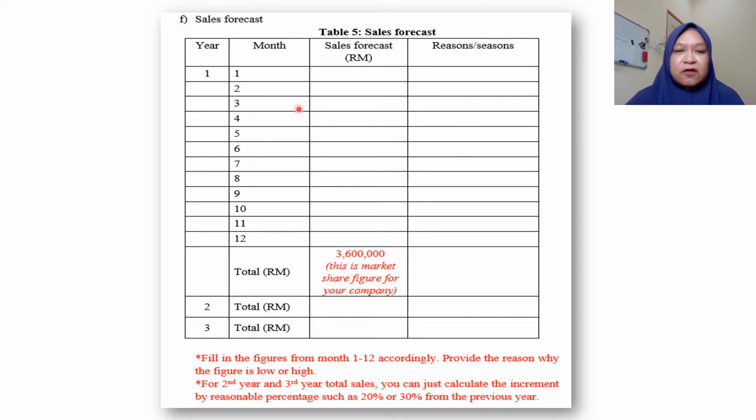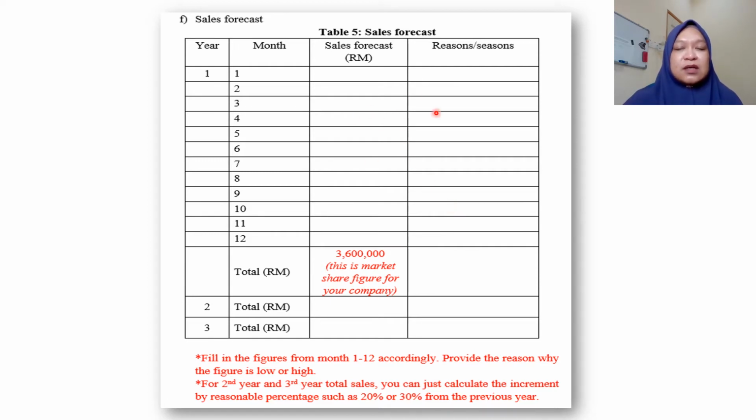For each of the figures here, maybe you have a reason for certain months. Maybe the sales of a certain month increase, maybe in a certain month they decrease, depending on your sales and depending on the month. Let's say, for example, you open a laundry shop. Maybe for the monsoon season, let's say from month 11 until 12, the sales might increase. Or let's say you sell biscuit raya.